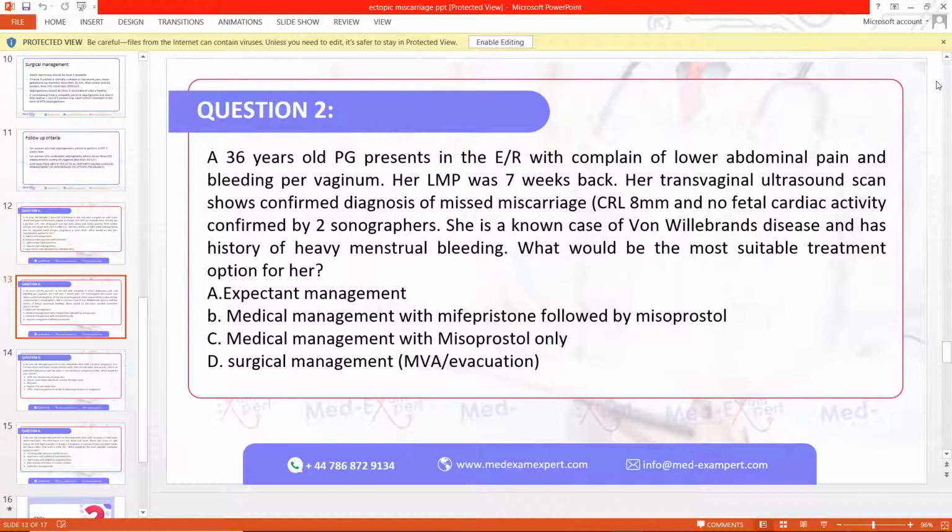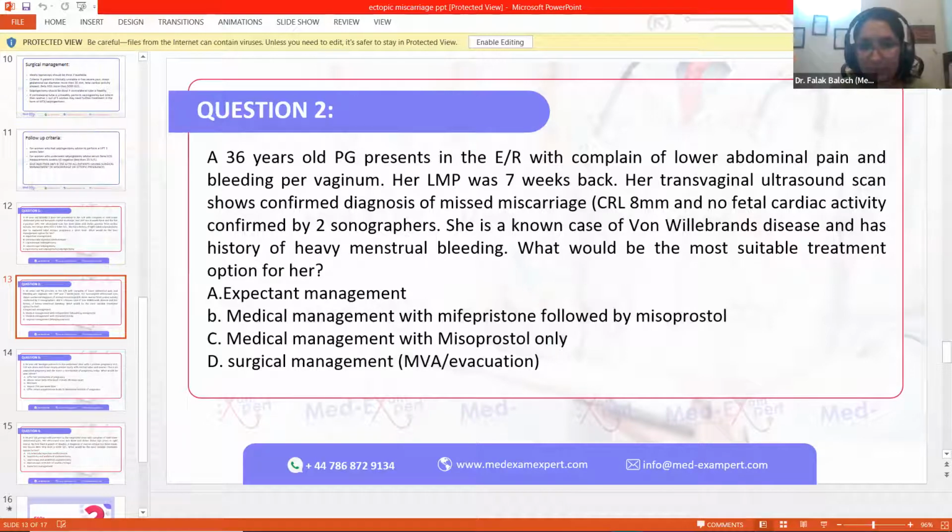B. As we discussed, surgical. Yes. As we discussed, the women who are at a higher risk of bleeding, we prefer surgical management rather than medical or expectant management. The reason is they are more likely to bleed heavily. So in those cases, we usually prefer surgical management. Otherwise, expectant management would have been first line. But the only reason here why we chose surgical management is because she has history of HMB and she also has a bleeding disorder.